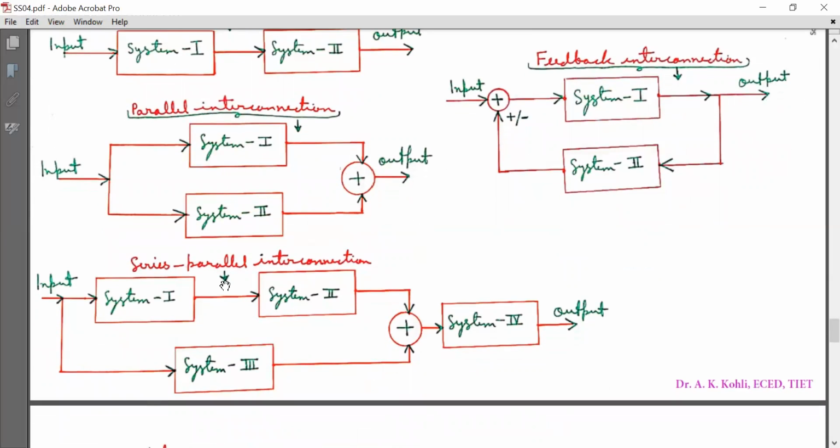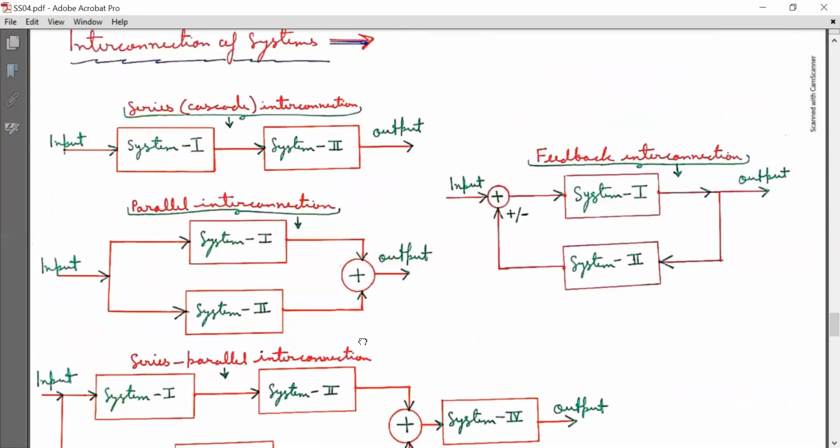And next is series parallel interconnection. Here input is given to system 1 and the same input is given to system 3. The output of system 1 is given to system 2 as input. And look at this. The output of system 2 and system 3 are added, and which is further given to a serially attached system 4. And the output of system 4 is the final output. So this is serial parallel interconnection.